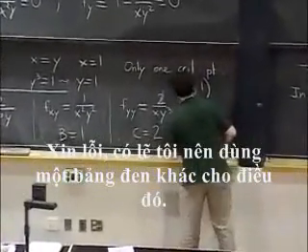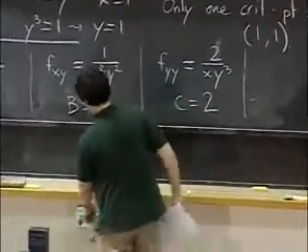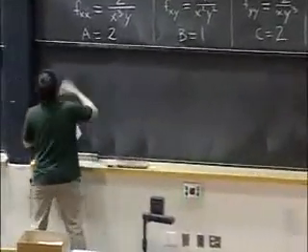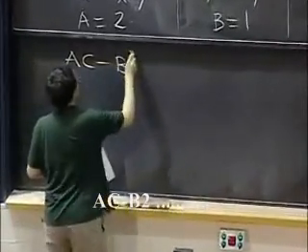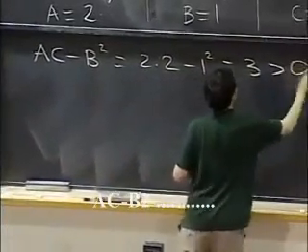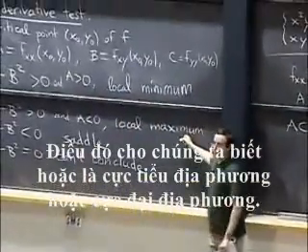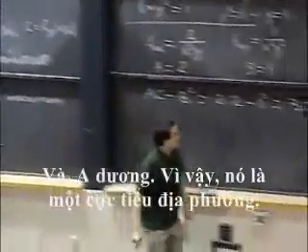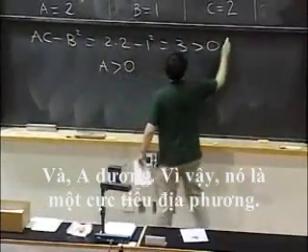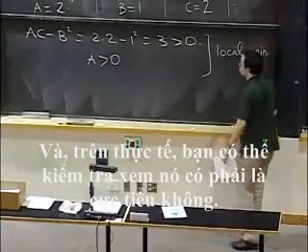So ac minus b squared is 2 times 2 minus 1 squared, which is 3, is positive. That tells us we are either a local minimum or a local maximum. And a is positive, so it's a local minimum. And in fact, you can check it's the global minimum.